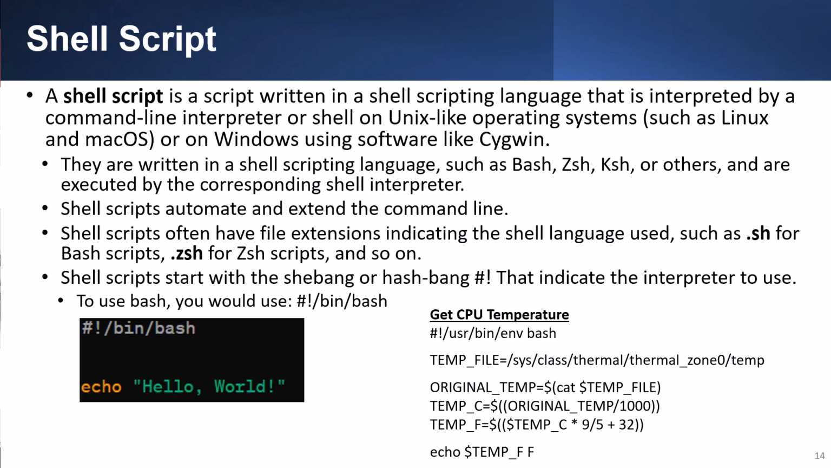Shell scripts often have file extensions indicating the shell language used, such as .sh for bash scripts, .zsh for zsh scripts, and so on. A shell script starts with the shebang, or #, exclamation point, that indicates the interpreter to use. To use bash, you would use #!/bin/bash.